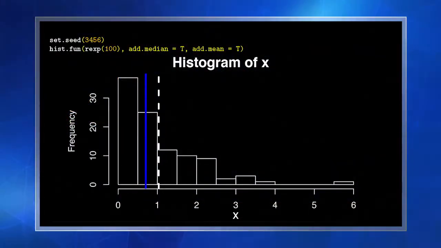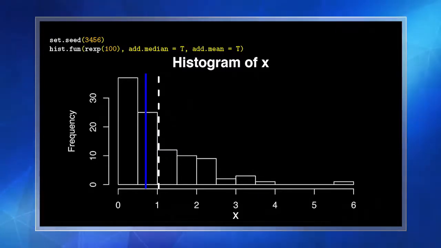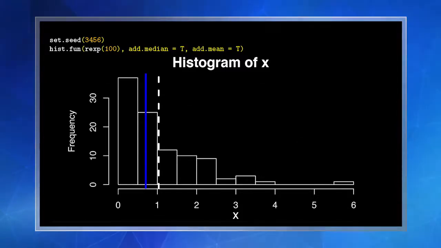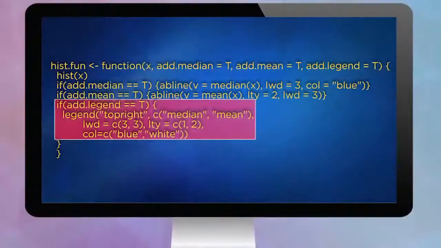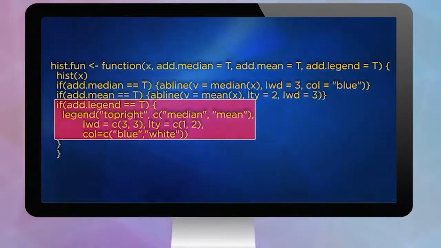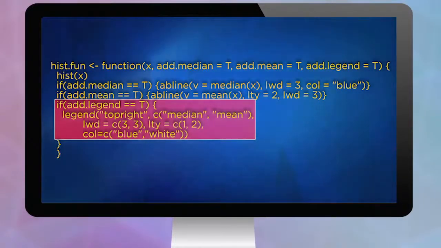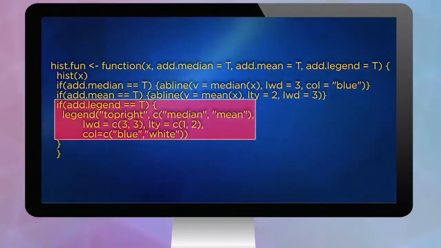Here's the output of that code. Notice here, we've got our histogram with now our blue line, which represents the median, and the white dotted line represents the mean. So why stop there? What else do you want to add to this function? What about a legend? We could do that as well. Go back to your code. All right, here's our histogram. And notice now at the bottom, if add.legend equals true, we're going to add a legend in the top right corner. And in that legend goes the median and the mean.